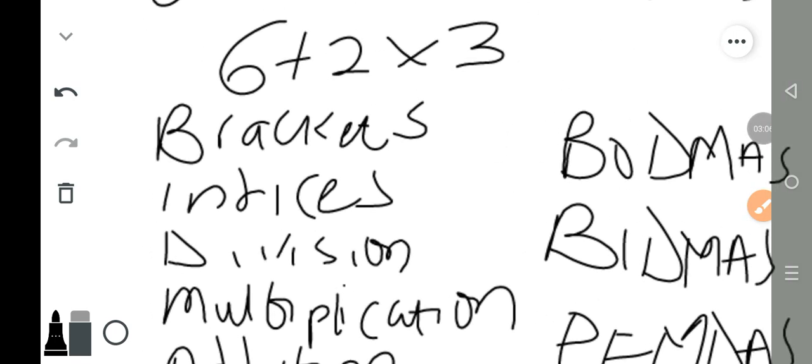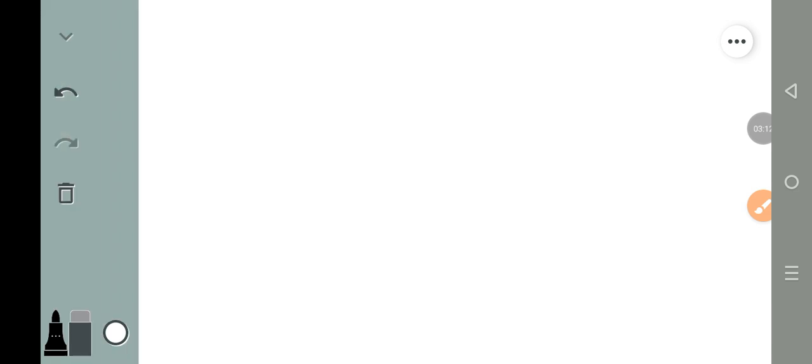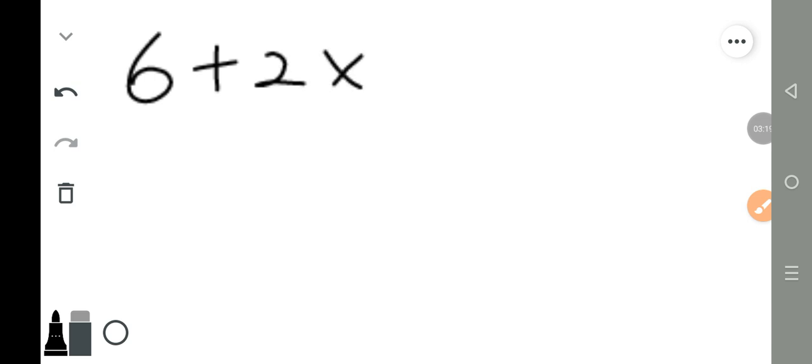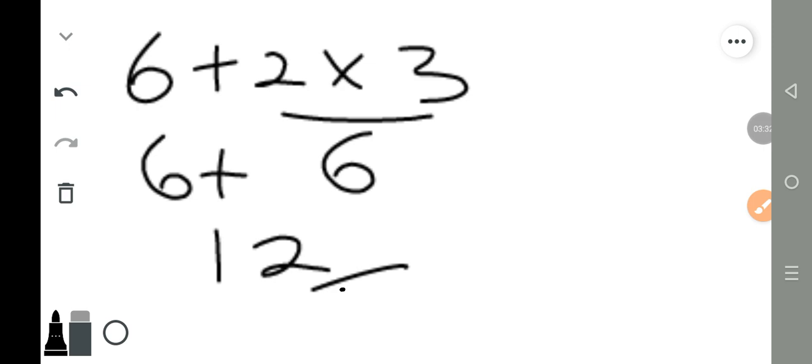Now to solve this equation that was given there, 6 plus 2 times 3. As the rule says, you have to go first with your multiplication. So 3 times 2 is what? 6. So 6 plus 6 is 12. Those that chose 12, you are correct.